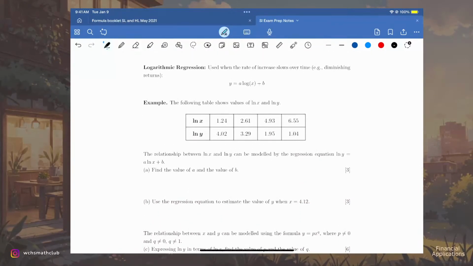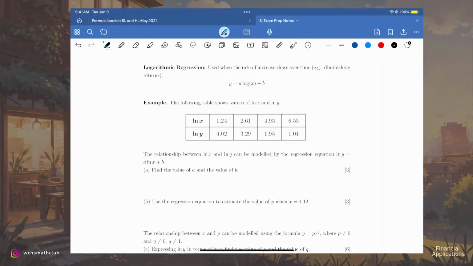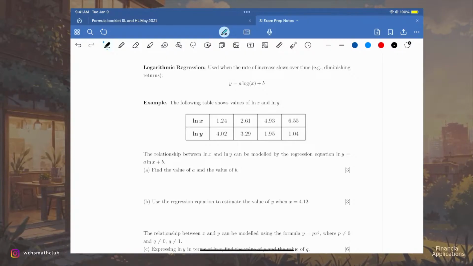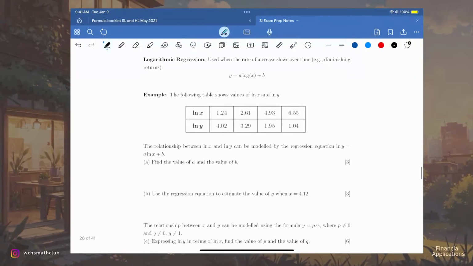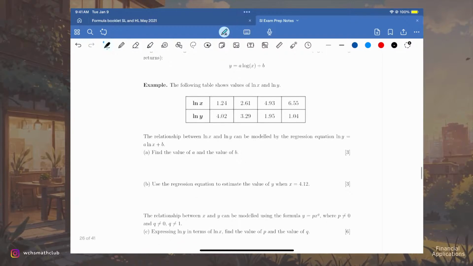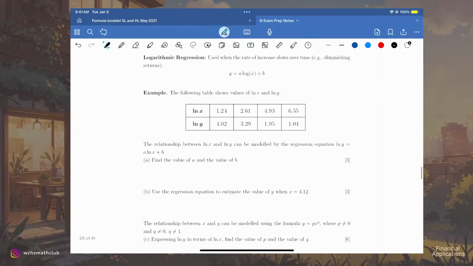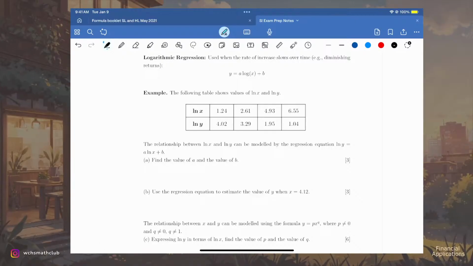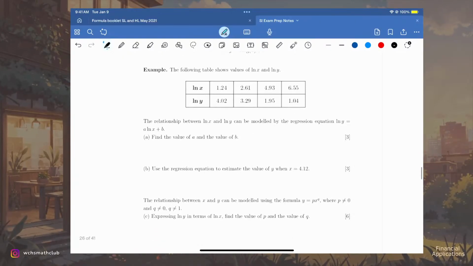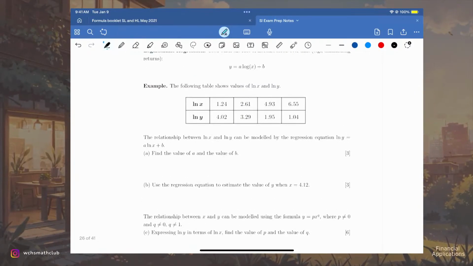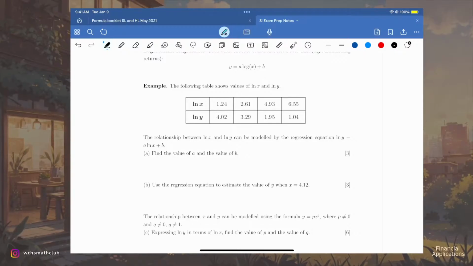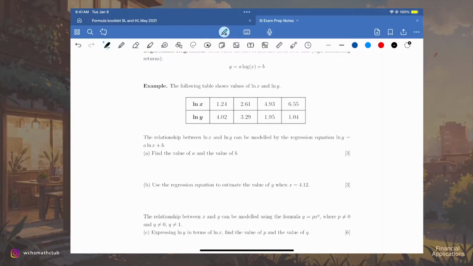Okay, so moving on to logarithmic regression, which is used when the rate of increase slows over time, so you have a diminishing return, for example. Your general equation for this regression will be y equals a log x plus b. Our first example here, because it's a lot easier to illustrate this with an example: the following table shows values of ln x and ln y, where the relationship between ln x and ln y can be modeled using a regression equation of ln y equals a ln x plus b.